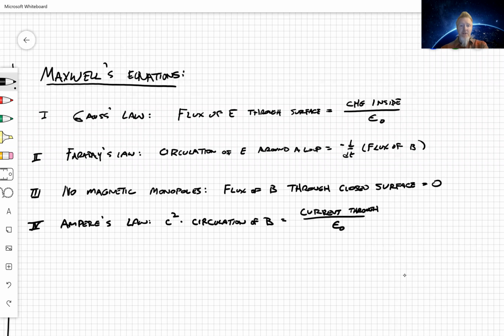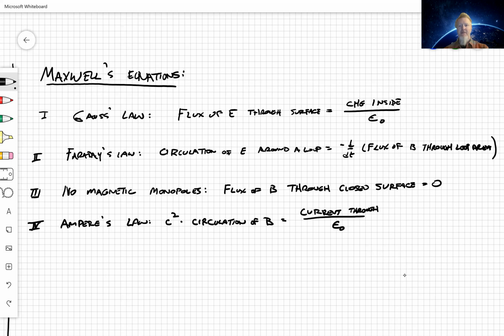Well, we talked about Gauss's law, flux of E through a surface, charge inside, right? Q enclosed, divided by epsilon naught. Number 2 is Faraday's law, circulation of E around a loop. This is one we just finished, is the negative time rate of change of the flux of B through the area of that loop. I guess I could put that in there. Through the loop area.